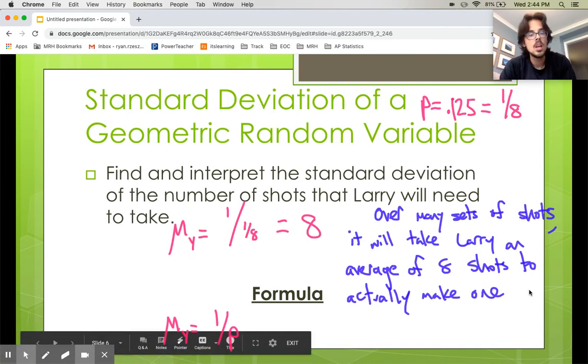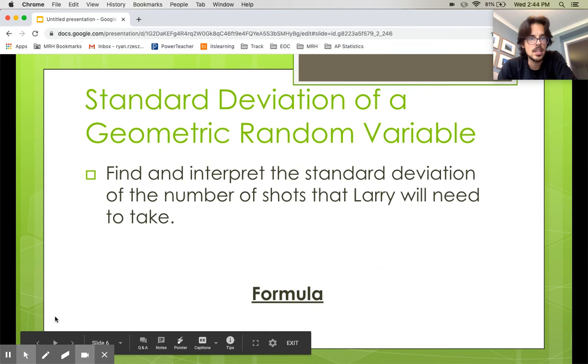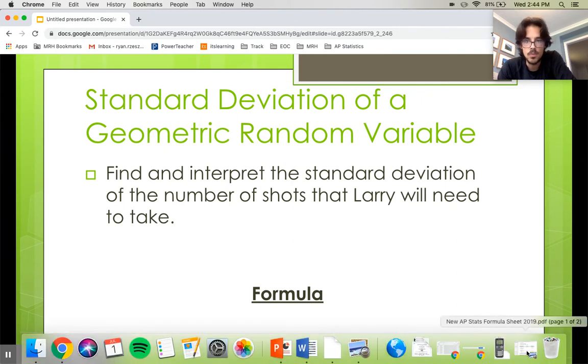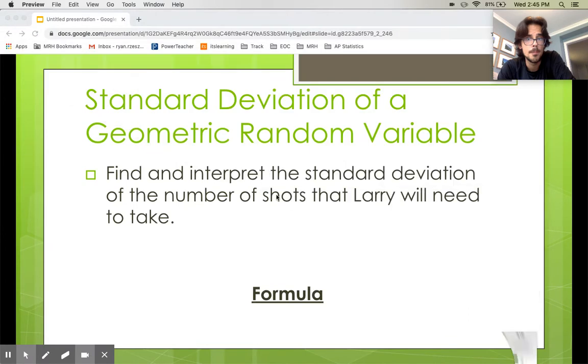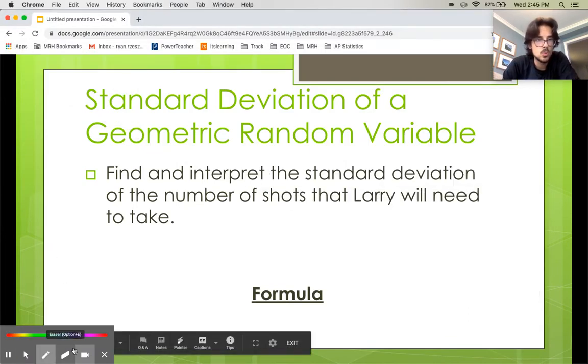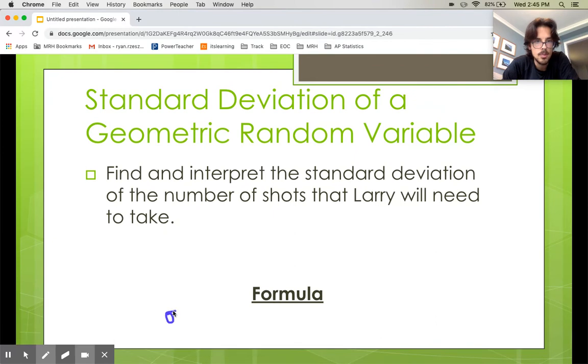So let's talk about standard deviation. And again, I won't get into the justification of the formula. I'll just show you that it is on your sheet right here. So we have the square root of 1 minus p up top and just p, no square root, on the bottom. And it's nice that you don't have to memorize these. You can just look at your formula sheets. So that's just easy plug and chug. On this particular problem, the probability of success was 0.125.